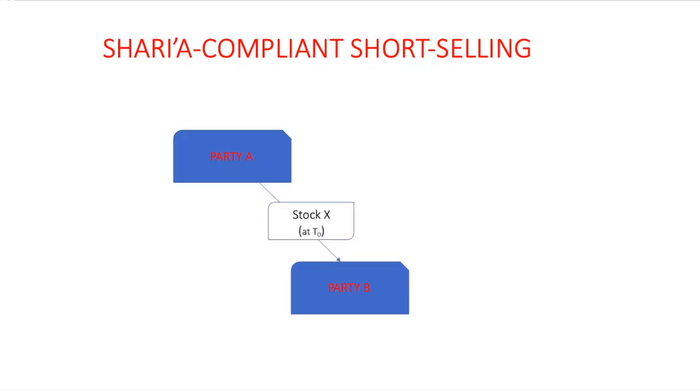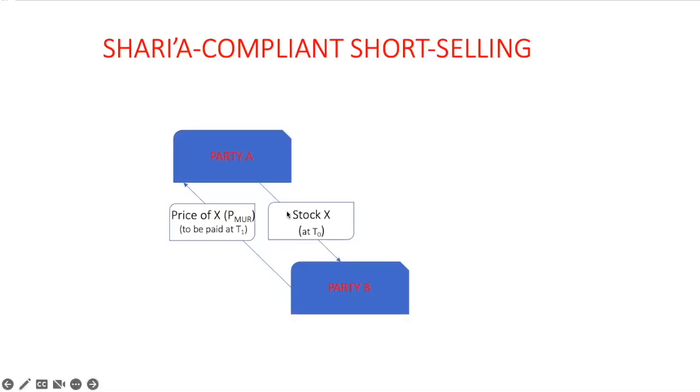So we have party A and party B. Party A sells stock X to party B at T naught, and of course, this is on a deferred payment murabaha basis. This price P mur is to be paid by party B at T1. When we say short selling is not accepted in an Islamic finance context, the major criticism is that in conventional short selling, you sell something which you don't possess or you don't own. In this arrangement, party A is selling a stock to party B, who would effectively be the short seller in this context. So party B actually buys this stock X in order to receive the economics of short selling in a Sharia compliant way. So the objection that you are selling something which you don't own is taken care of by this murabaha based arrangement between parties A and B.